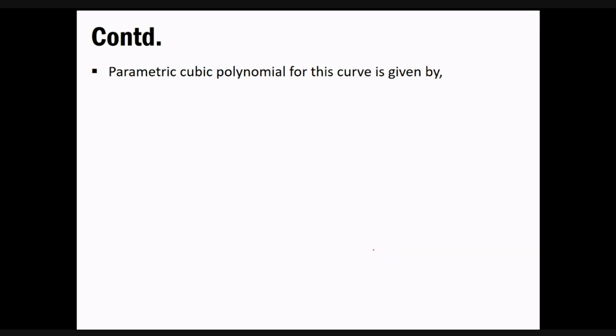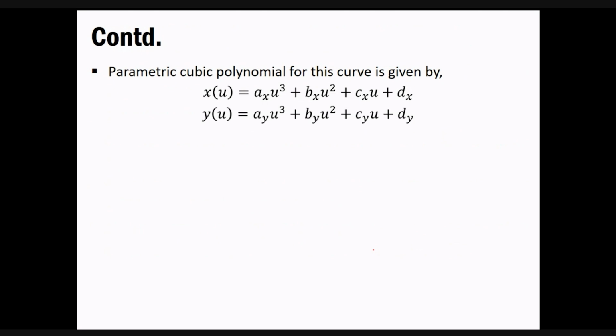So now what it says, the parametric cubic polynomial for this curve, or for this particular general shape, is given by ax u cube plus bx u square plus cx u plus dx. Similarly, ay u cube plus by u square plus cy u plus dy, and similarly for z, and that is what is written over here. Okay, where 0 is less than or equal to u, which is less than or equal to 1.